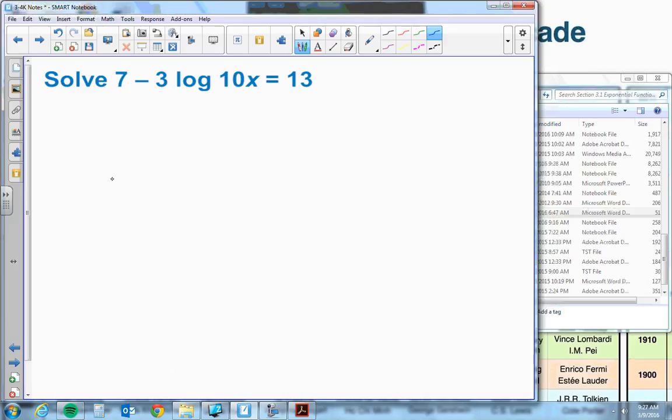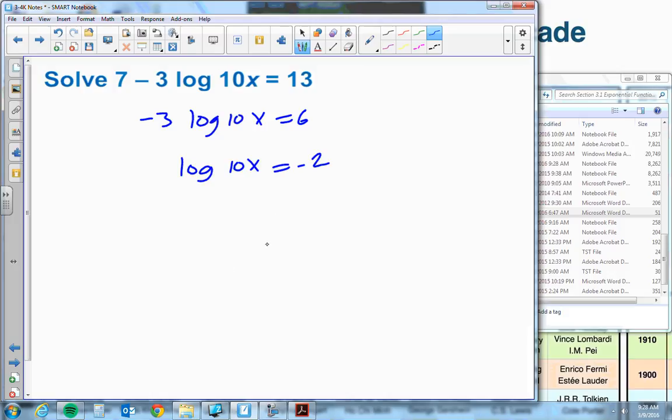Different type of problem now. We're just going to strip everything away from x, one piece at a time. We'll start by subtracting 7 from both sides. Next, divide by the -3. Okay, so we have a log.